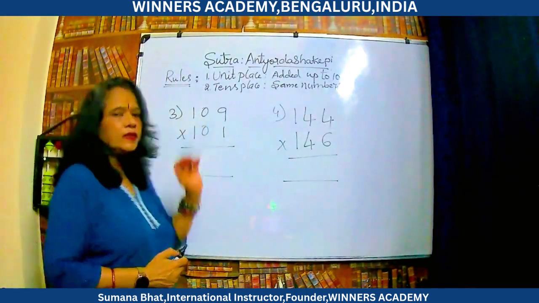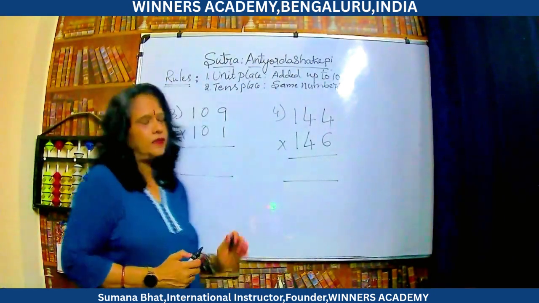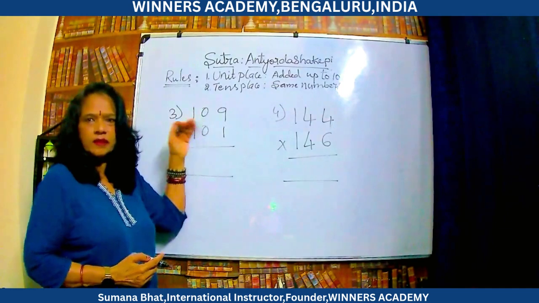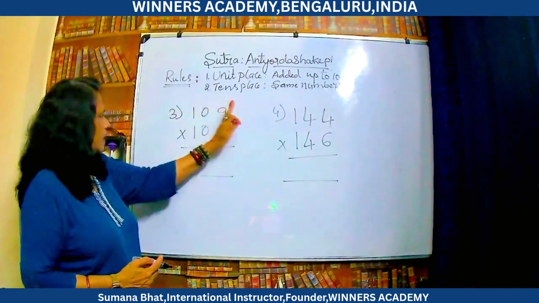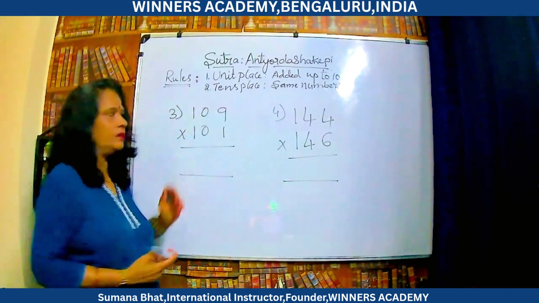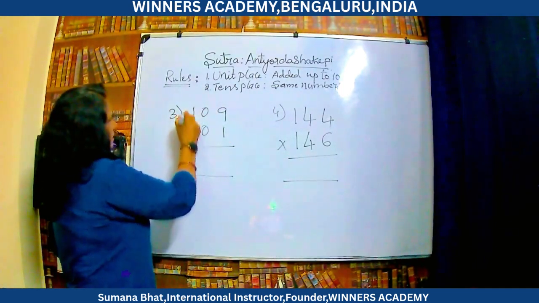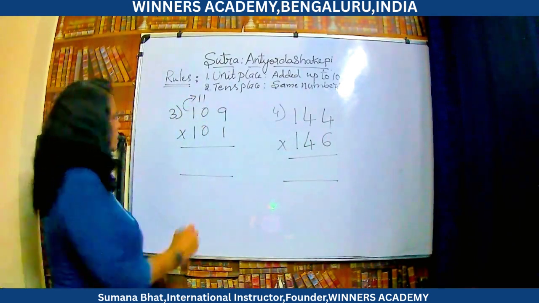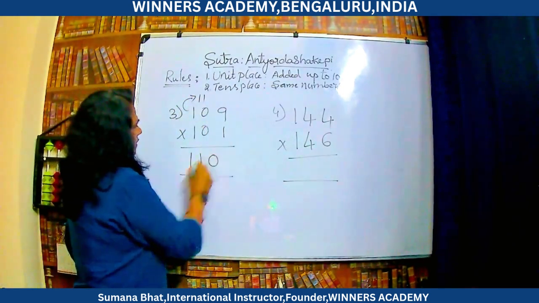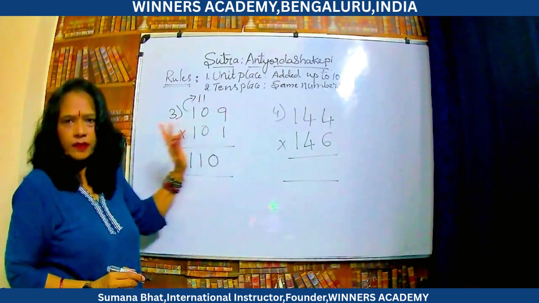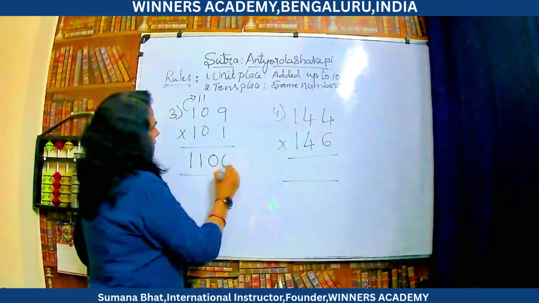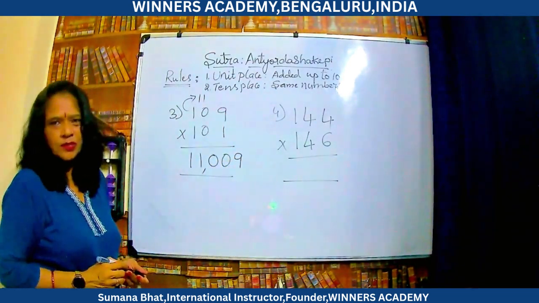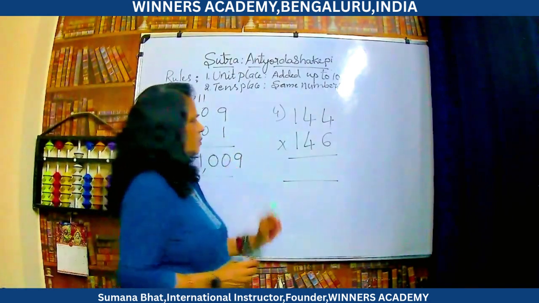109 multiplied by 101. So what is the condition? Multiply the number other than the units place by the next number. So here we have 10 and 10. Multiply with the next number, that will be 11. 11 into 10 is 110. 9 into 1, so write it as 09. So the answer is 11,009.